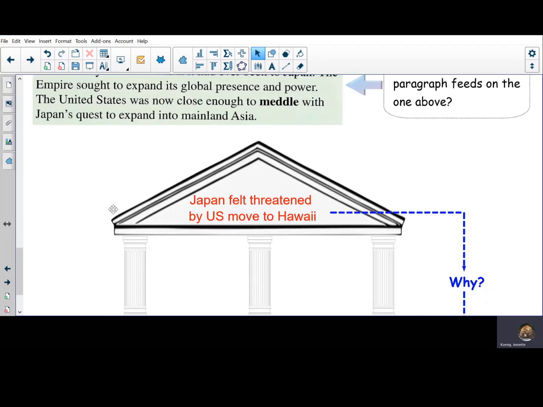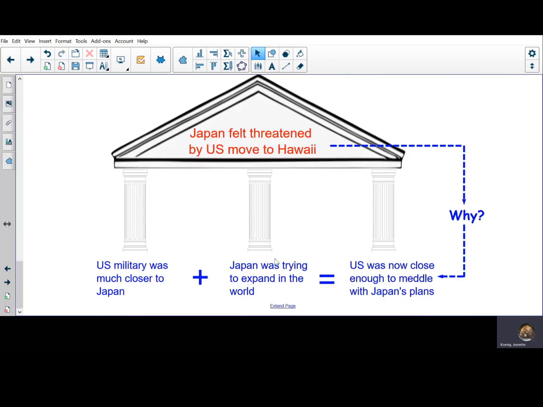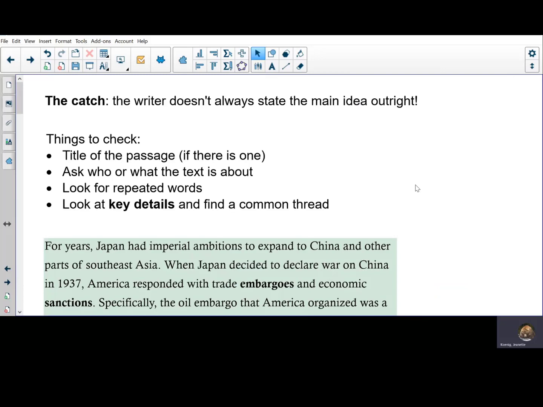feed into each other. First we have the U.S. military was a lot closer to Japan, combined with the fact that the Empire of Japan's trying to expand into the world. You put these two sentences together and we get the U.S. is now close enough to interfere with these plans, and all of that feeds into why did Japan feel threatened by this move.